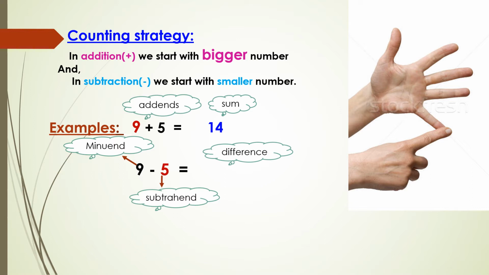The result of a subtraction problem is called the difference. Now, how to solve 9 minus 5 using the counting strategy? It's subtraction. In subtraction, we start with the smaller number. So the smallest number here is 5. So after 5, 6, 7, 8, 9. How many fingers do we have? 4. So the result is 4.